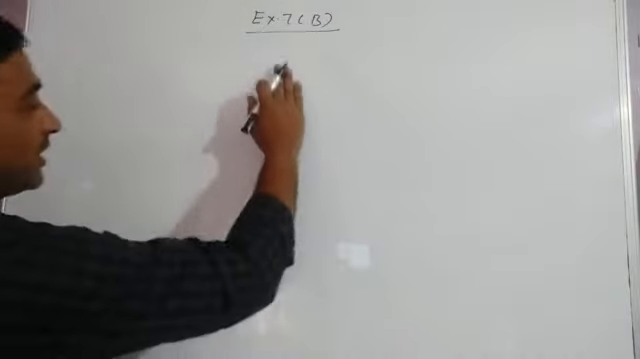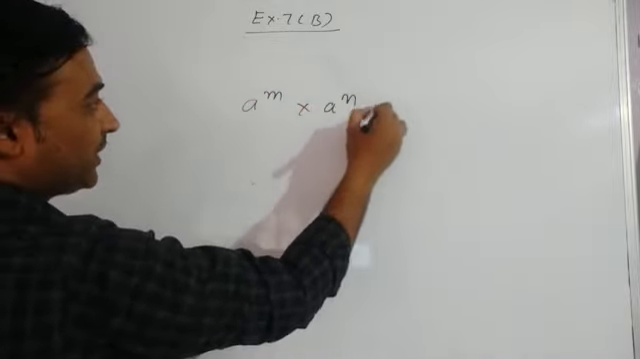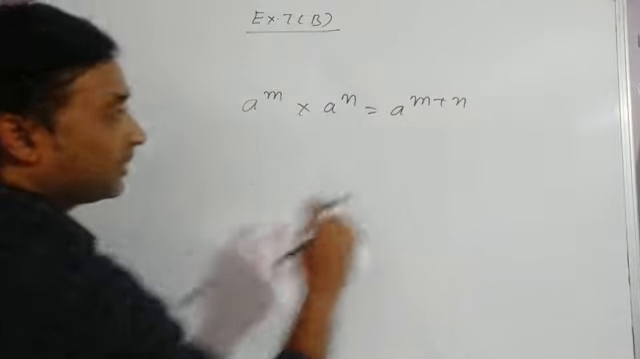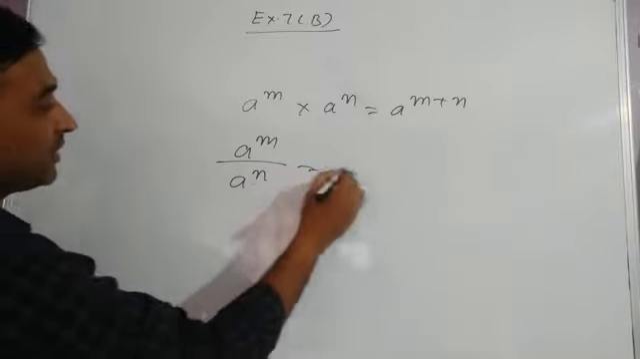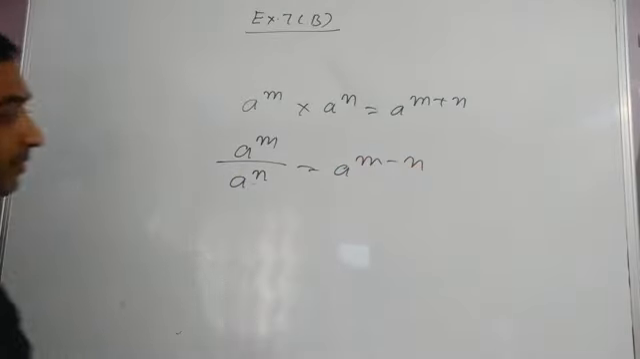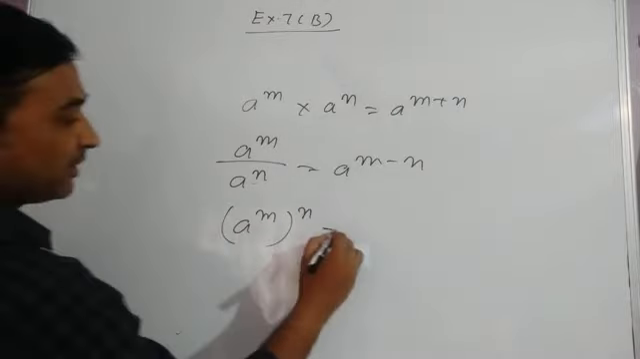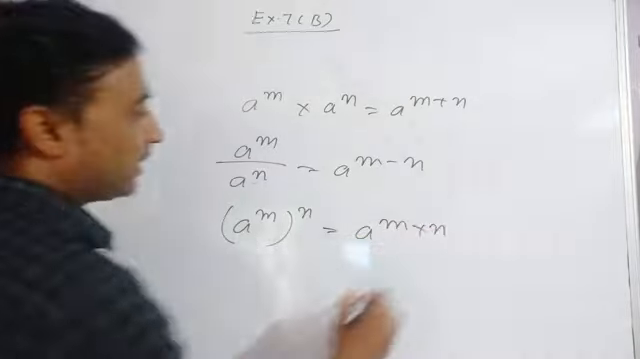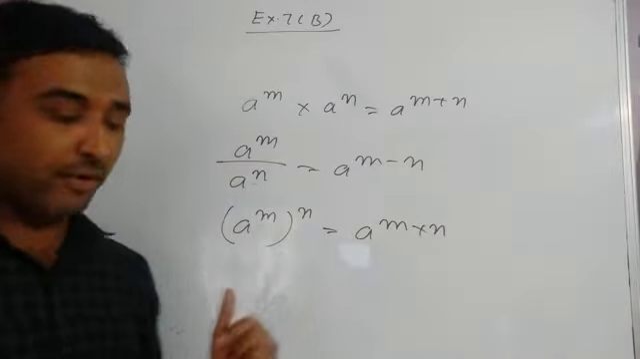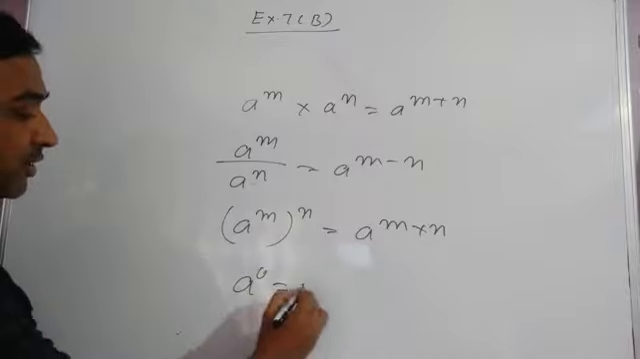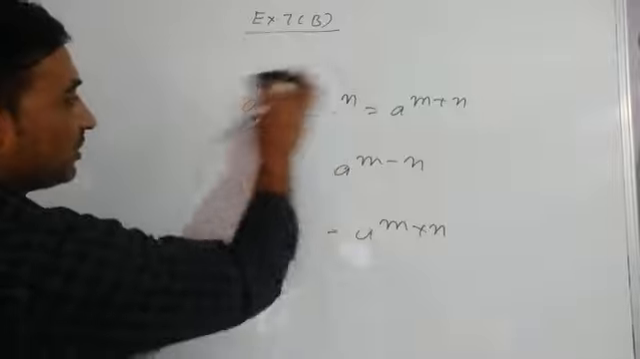from that same exercise. As we all know, the laws of indices: a raised to m into a raised to n is nothing but a raised to m plus n. You all are aware of this now. Next, a raised to m upon a raised to n is nothing but a raised to m minus n. A raised to m raised to n is nothing but a raised to m into n. Here it is the product law, here it is the quotient law, here it is the power law. Again, you all know a raised to 0 is nothing but what? 1. These are the certain laws that we have already learned.